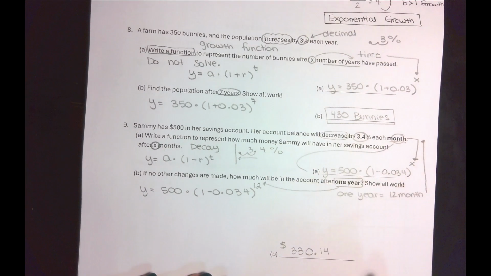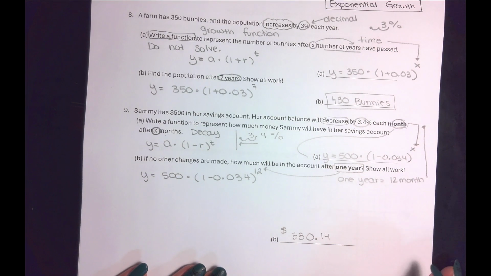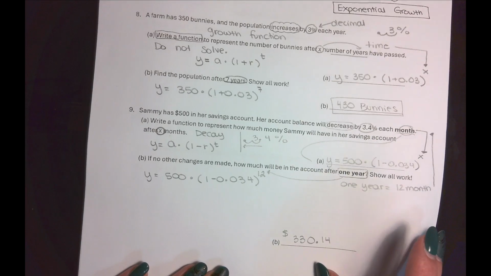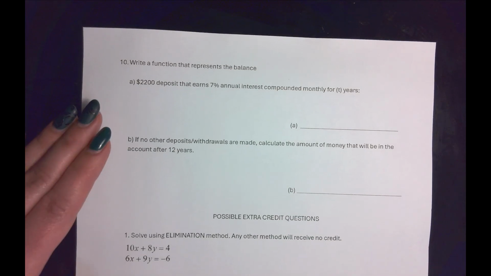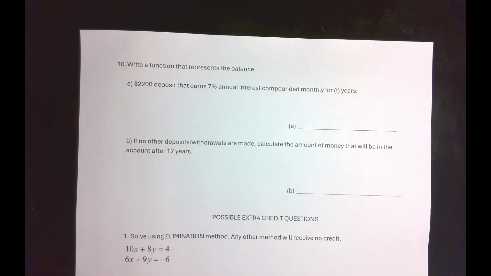So she starts out with 500. She's going to have $330.14 left. Let's go ahead and move on to question number 10. Question number 10 says, write a function that represents the balance.